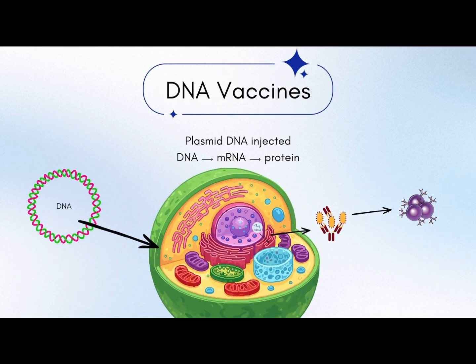DNA vaccines involve the injection of a plasmid containing the antigen gene. After entering the host cell nucleus, the DNA is transcribed into mRNA. The mRNA then exits the nucleus and is translated by ribosomes into antigen proteins. These antigens activate immune cells and promote the formation of antibodies and immune memory.